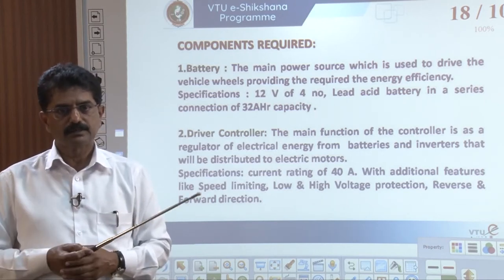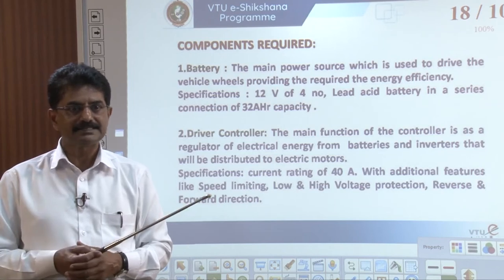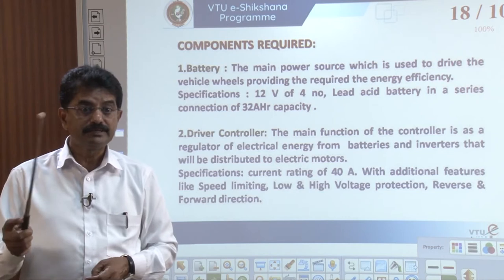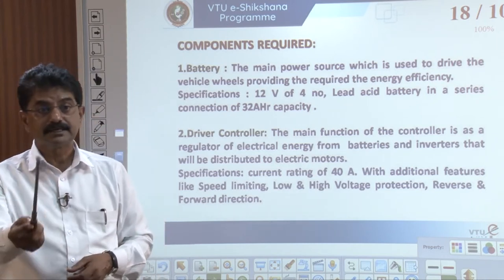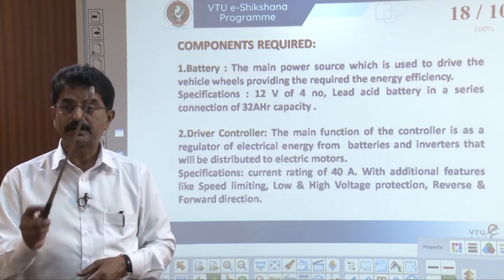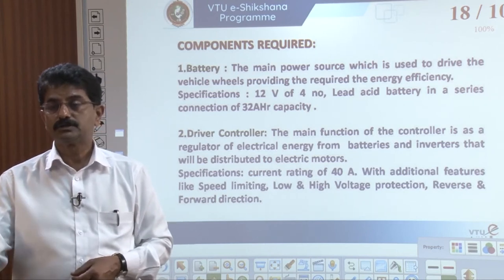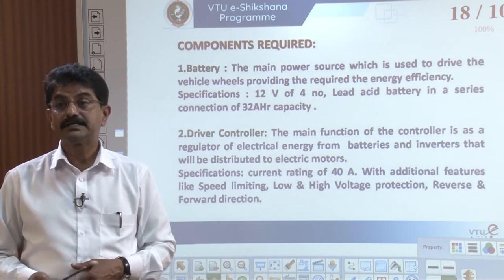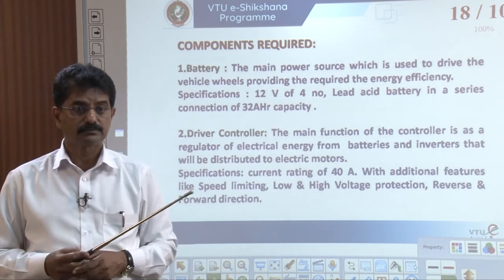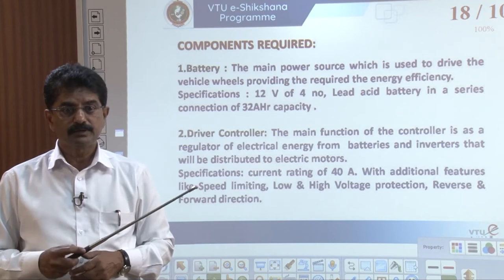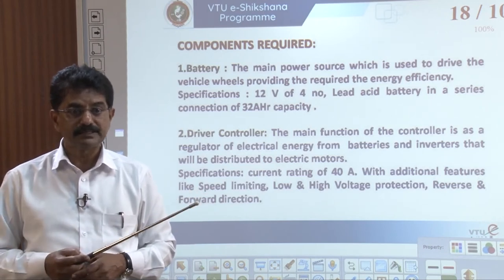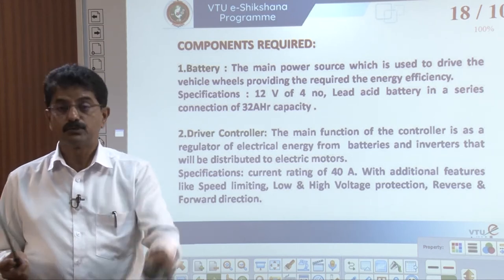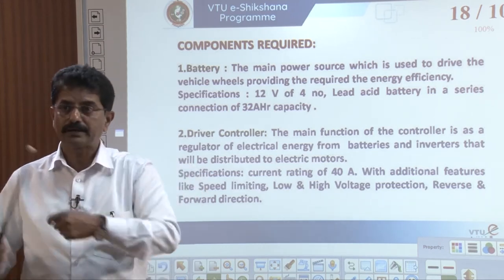Driver controller. The main function of the controller is as a regulator of electric energy from the batteries and inverter that will be distributed to the electric motor. The controller switches it on or off, adjusts the speed, and we can control the various lighting devices with its help. Current rating of 40 ampere, with additional features like speed limiting, low and high voltage protection, reverse and forward protection.